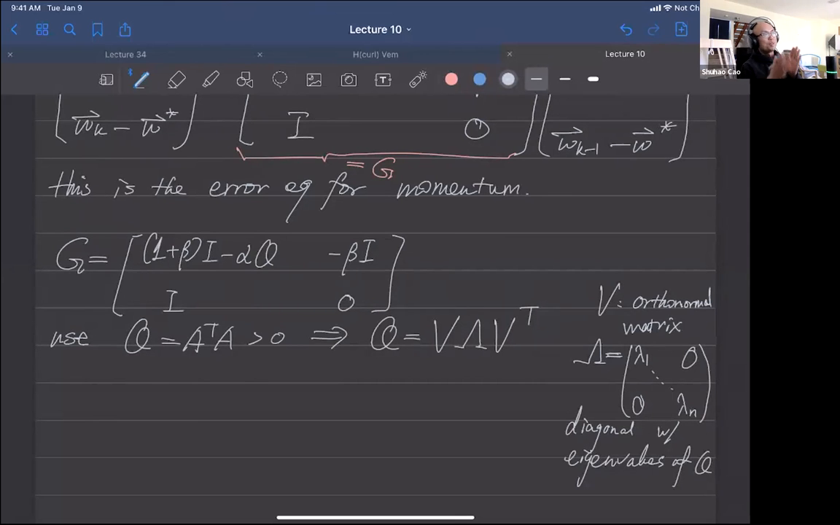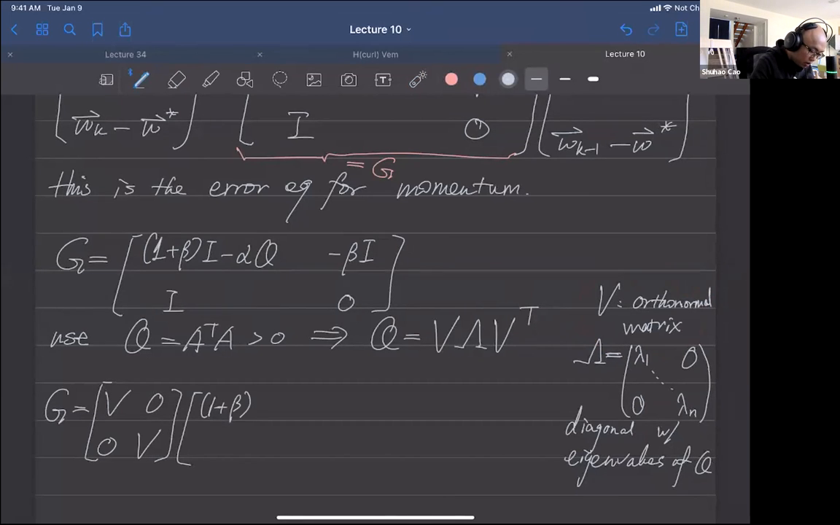So we're going to perform magic. I'm just going to write down the formula and you just have to believe me. It's actually not that bad, because V is just an orthonormal matrix. So G can be decomposed as V 0, 0 V, this block, and 1 plus beta identity subtract alpha times, let me just emphasize, originally it's Q, and now we replace this by the diagonal matrix lambda, then minus beta I, zero, and V transpose block.